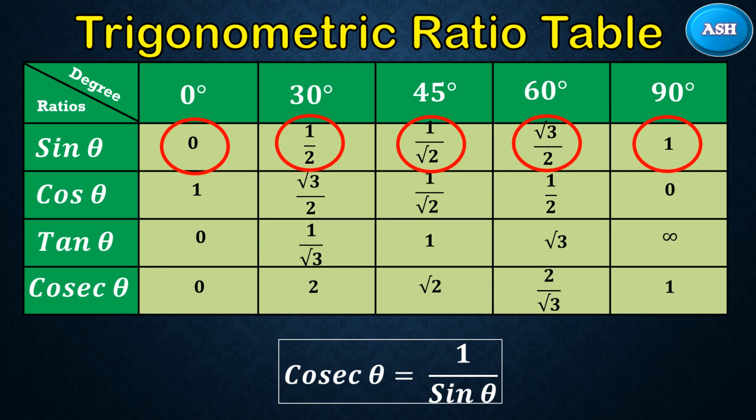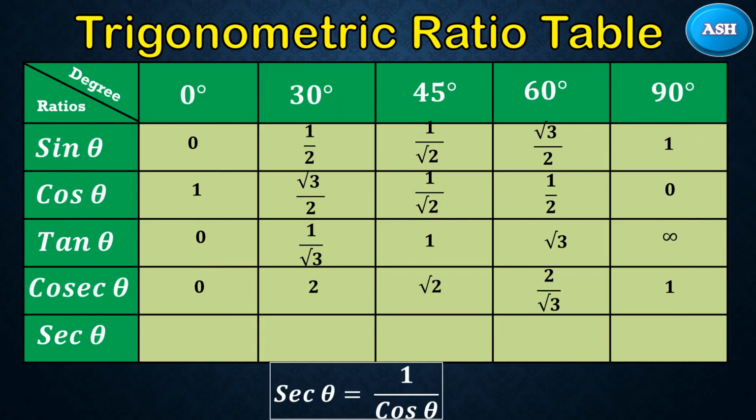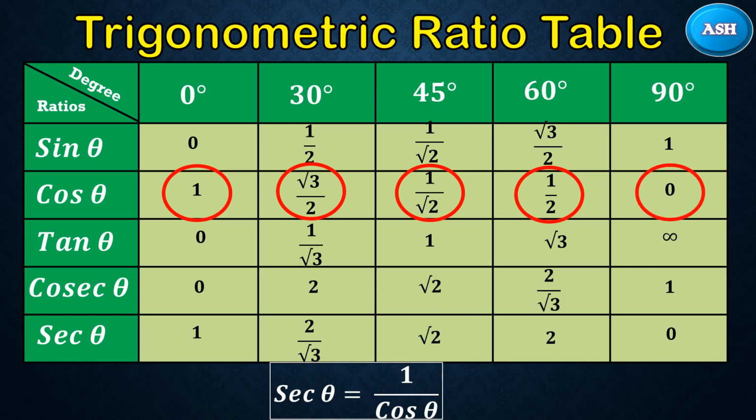Similarly, sec theta is inverse of cos theta. So, sec 0 is equal to 1. Sec 30 is equal to 2 by root 3. Sec 45 is equal to root 2. Sec 60 is equal to 2. Sec 90 is equal to 0.